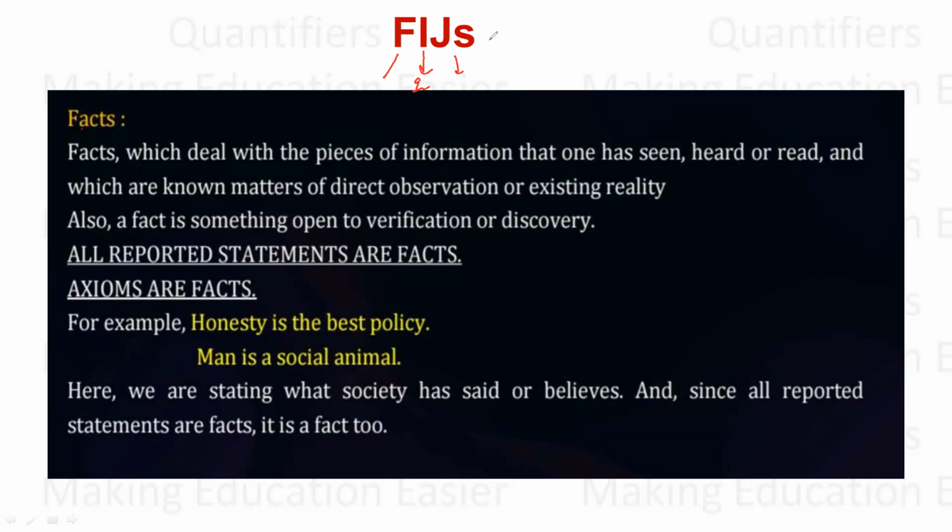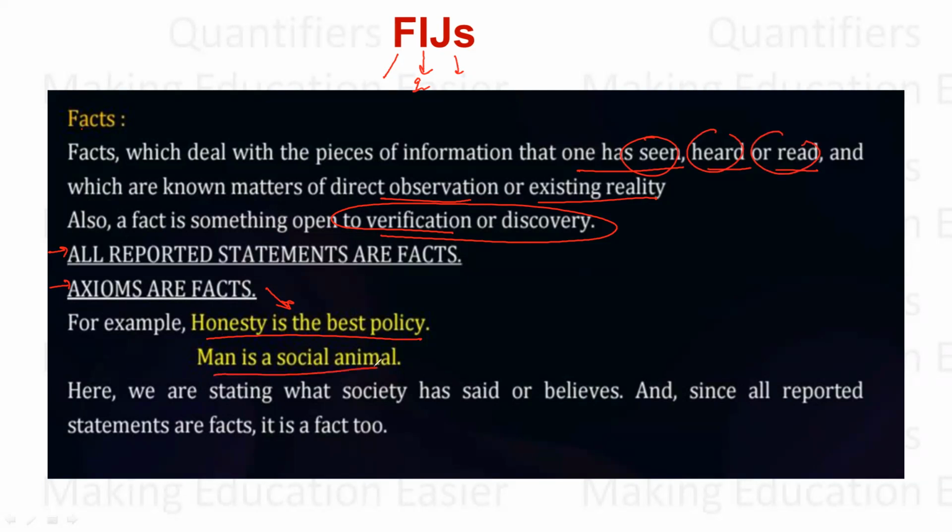Now, facts are the pieces of information that one has seen, heard, or read, and which are known matters of direct observation or existing reality. Also, a fact is something which is open to verification or discovery. All reported statements are facts, and axioms are your facts. For example, honesty is the best policy. This is an axiom, so your axioms are generally facts. Why? Because it is information that is seen, heard, or read, and it is open for verification. Man is a social animal. This is also an axiom.